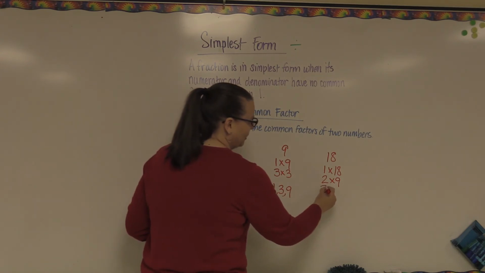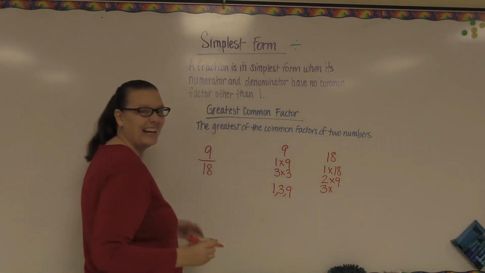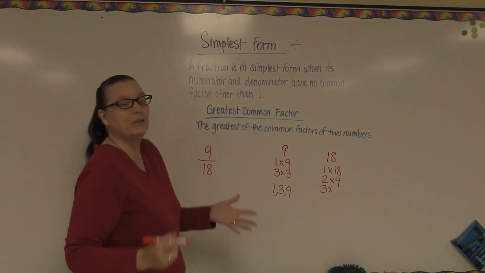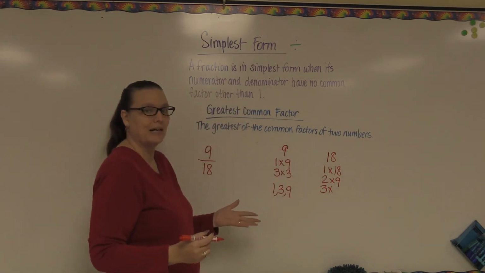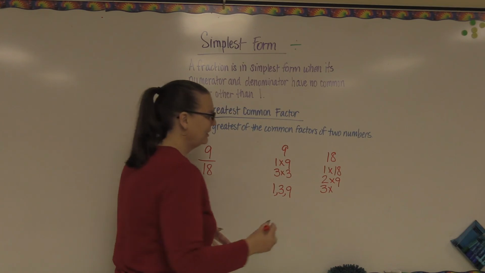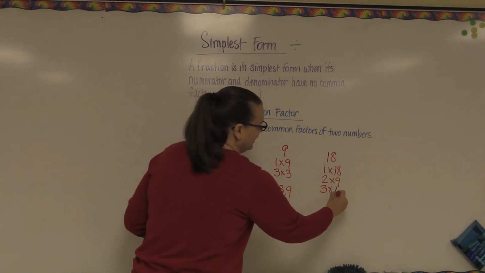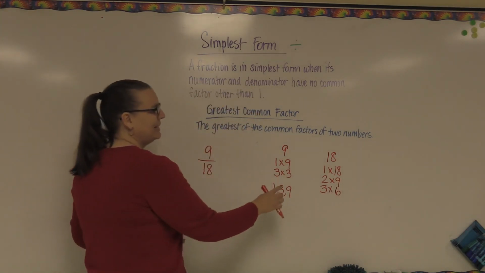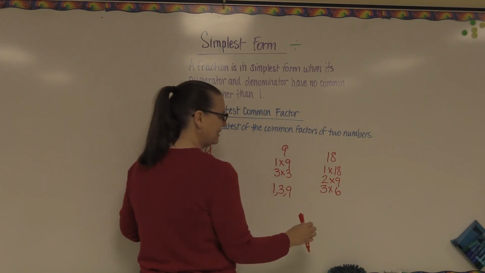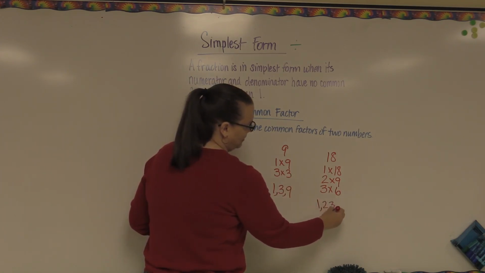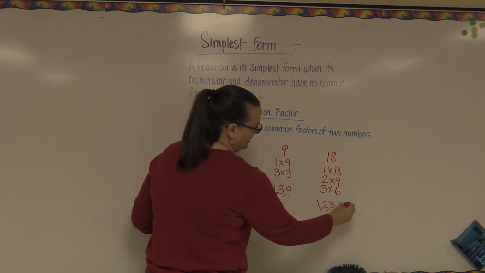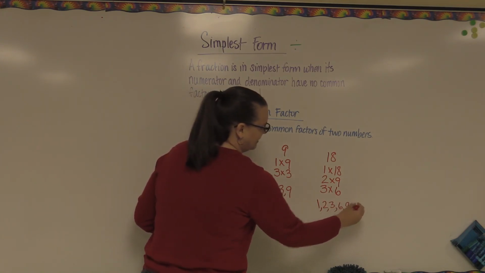Do you guys remember our trick for finding 3's? We've got to add the digits together and see if that can be divided by 3. Well, 1 plus 8 is 9. Can 9 be divided by 3? It certainly can. So it goes in 6 times. So these are the factors of 18. Let's list them. 1, 2, 3, 6, 9, and 18.